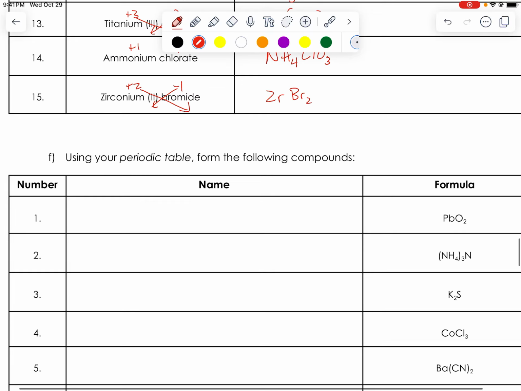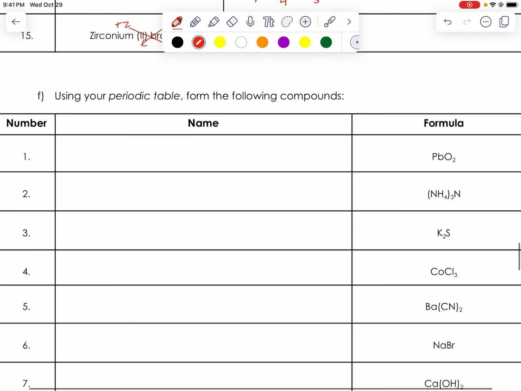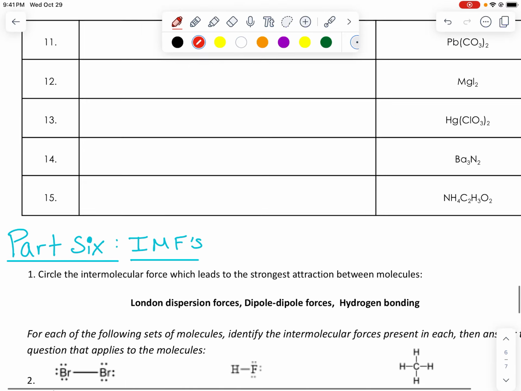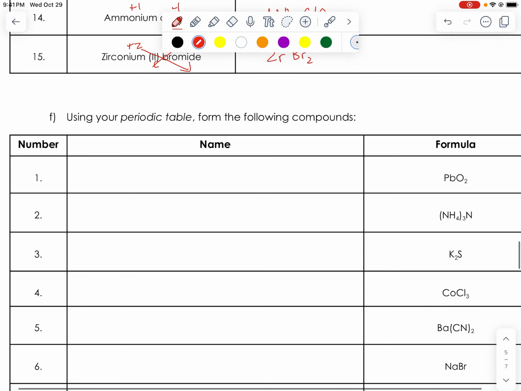All right, this is the flip. Now you got to name given the formula. And we got, oh man, another 15. Okay, we can do this.